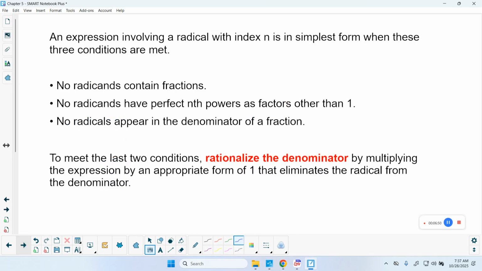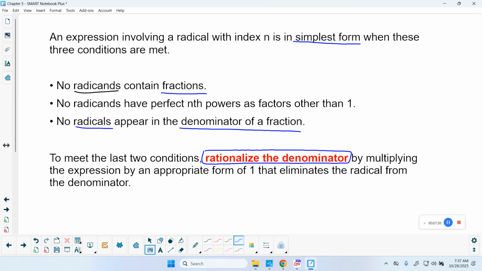With this next one, now we're going to be talking about writing our radicals in simplest form. So there are 3 things we have to remember. The first is that no radicands can contain a fraction. So we shouldn't have any fractions underneath of them. We don't want any radicands that have a perfect nth power. So what that means is if we have the square root of 36, we want to make sure that we simplify that down. And no radicals can have a denominator that is a fraction, okay? In order to meet the last 2 conditions, we will have to rationalize the denominator, which you have done before, but we're going to practice that a little bit more as well.